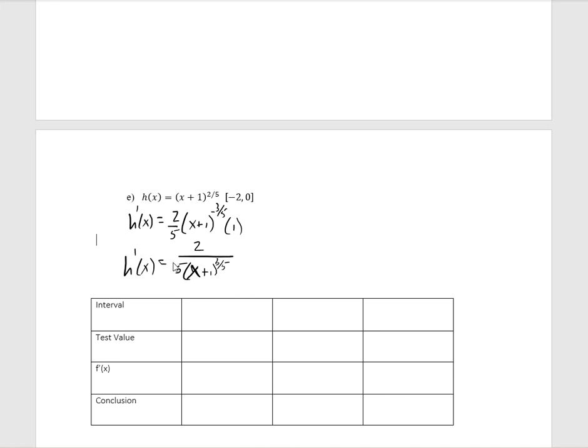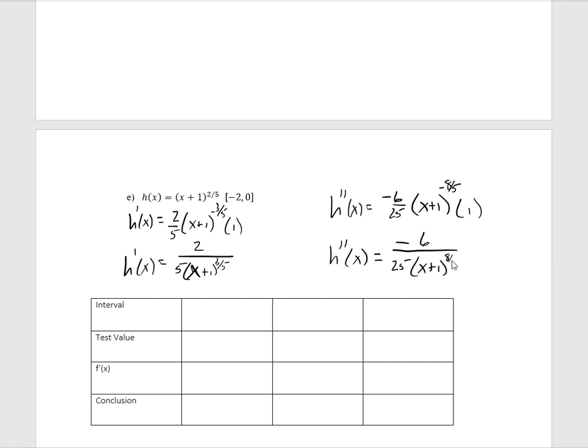In order to solve, I'll use this. In order to find the second derivative, I'm using this version. That 1 is irrelevant to us, but we use the chain rule again. And the second derivative, we bring down that negative 3/5. We leave the inside alone, and we subtract 1 from the exponent. Don't forget to multiply by the derivative of the inside. And then, of course, we're going to write a simplification for that. That is negative 6 over 25 times (x plus 1) to the 8/5.